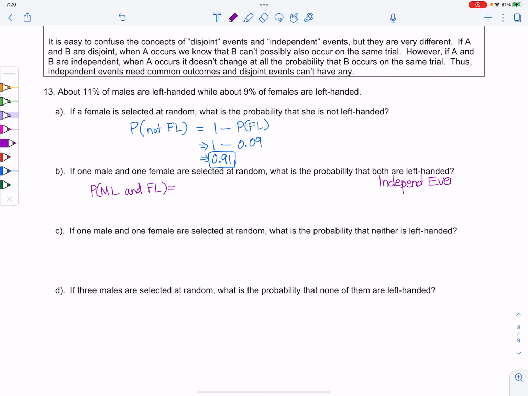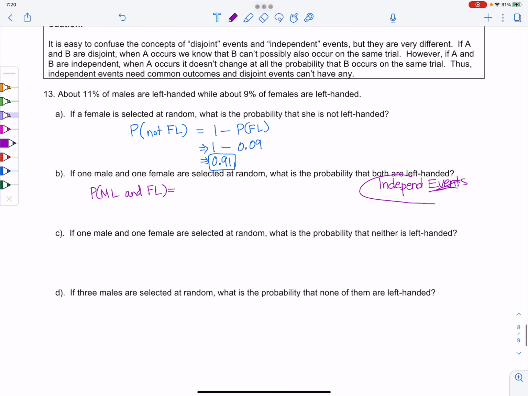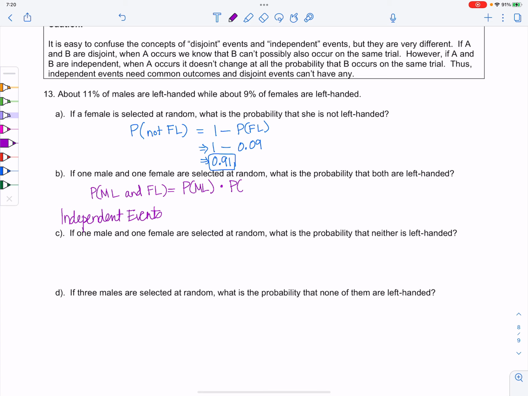So if these are independent events, then we know that the probability of A and B is just found by multiplying the two probabilities. So we will have probability you are male and left-handed is 0.11. Probability you are female and left-handed is 0.09. So that is 0.0099.